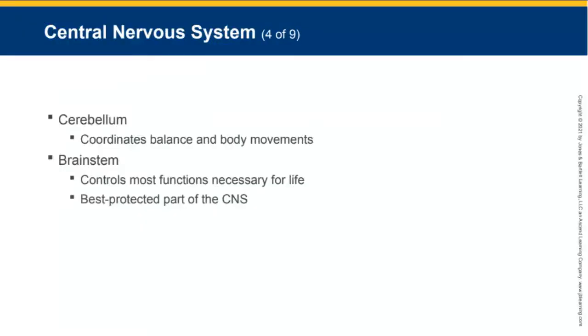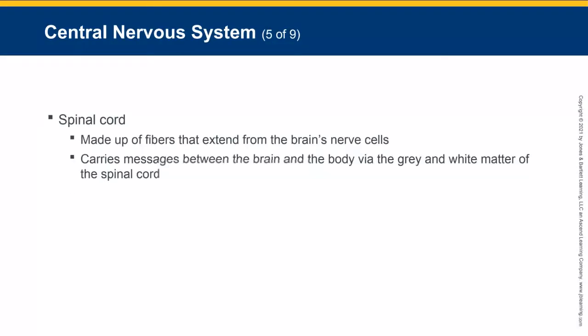The cerebellum or midbrain is responsible for coordinated balance and movement. The brainstem controls most functions necessary for life, and it is the most well-protected area of the brain. The spinal cord is the connection between the brain and the rest of the body. The spinal cord is made up of fibers that extend from the brain nerve cells and carries messages between the brain and the body via the gray and white matter of the spinal cord.